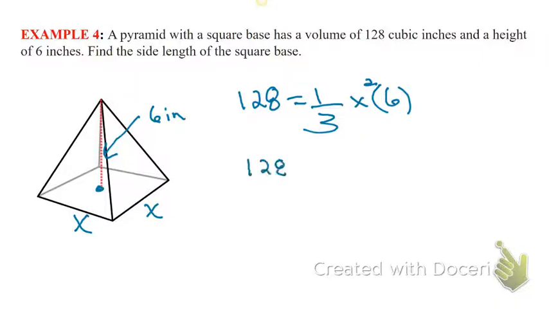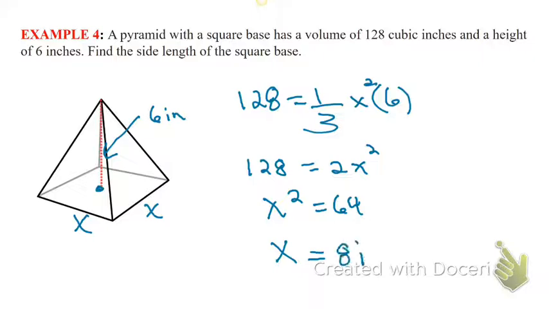We can start by simplifying. 1/3 times 6 is 2, so we have 128 equals 2x squared. Divide by 2, and we get that x squared is 64, and then we take the square root to find x. And x is going to be 8 inches. So the side length of the square is 8 inches.